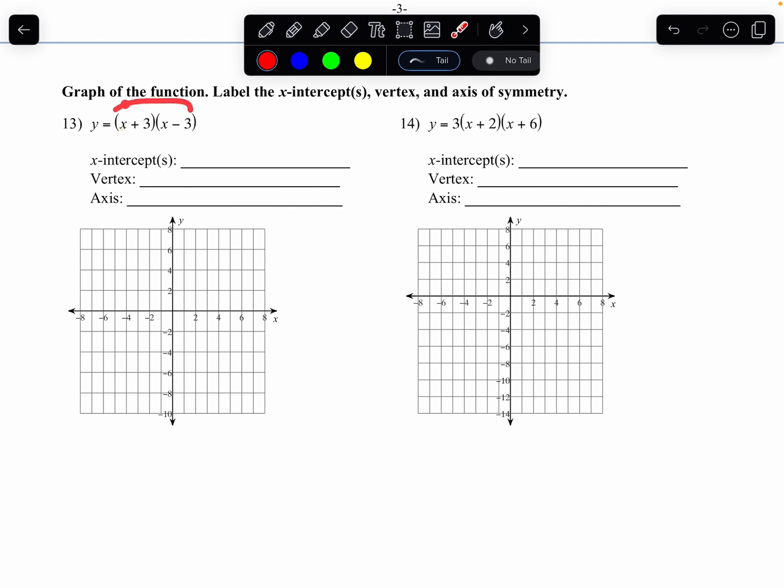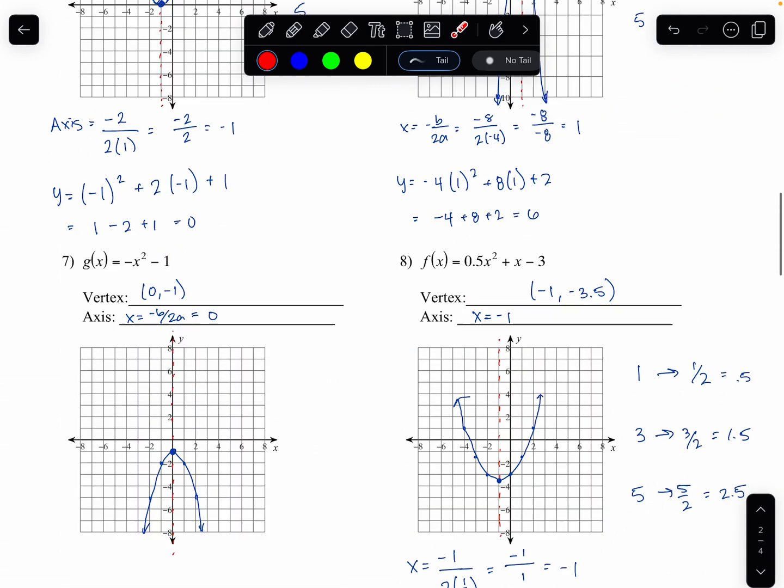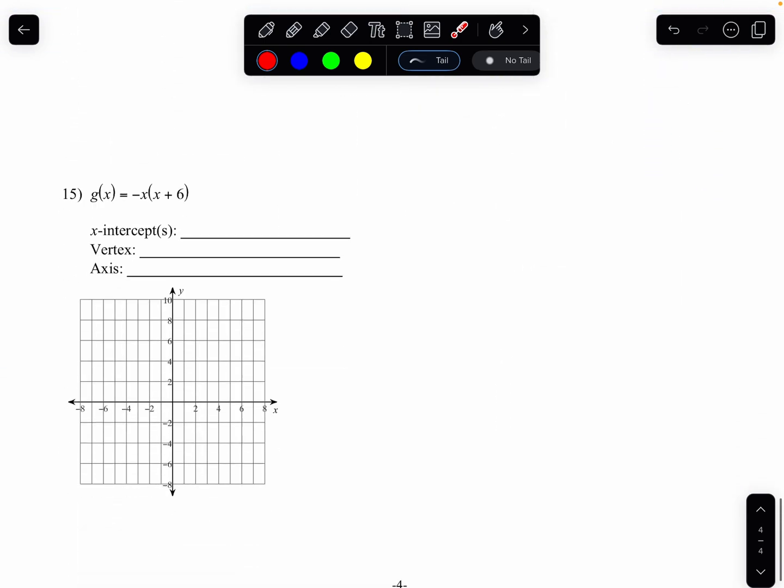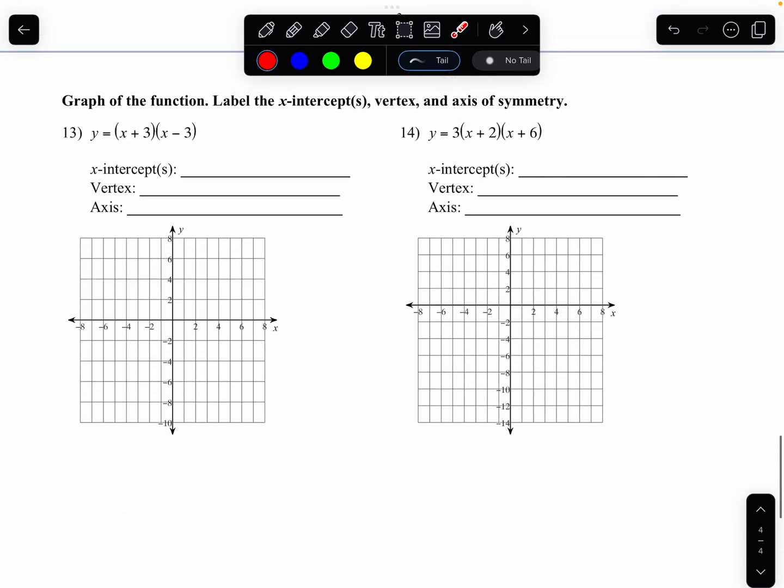So could you FOIL this out, put it into standard form, and graph it like you would standard form? Sure. Is that what you're going to do? Nah, because it would take too much time. That's more math that you need to do, and there's a process involved to help you graph these right here without having to do that.